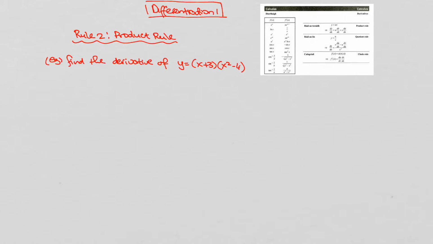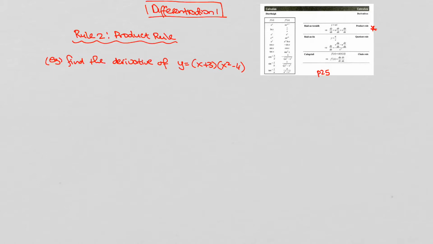Or if we go to page 25 of our maths tables, as we can see up here in the top right-hand corner, what you'll actually see is a rule that deals with products where we have two functions multiplied by each other. And this is useful when the products are quite complex.